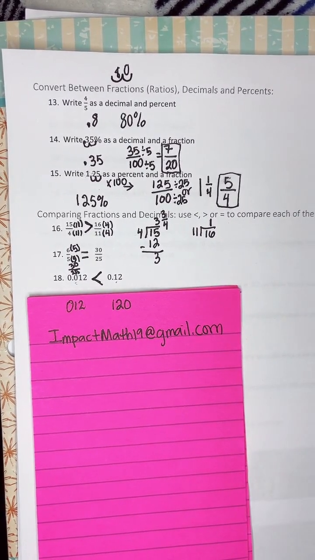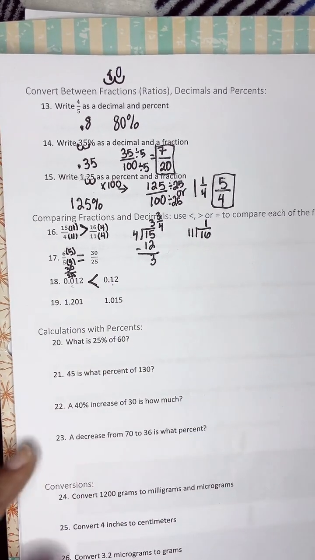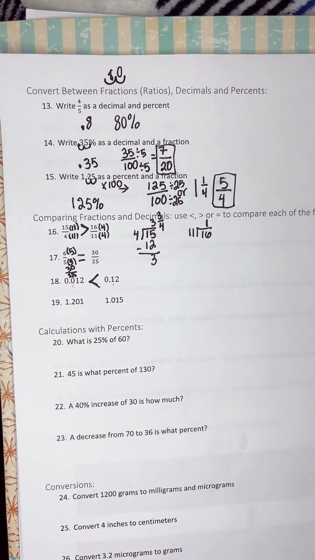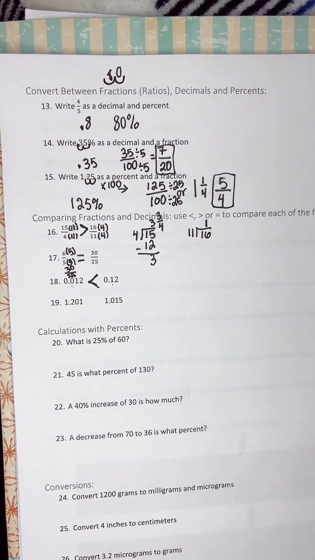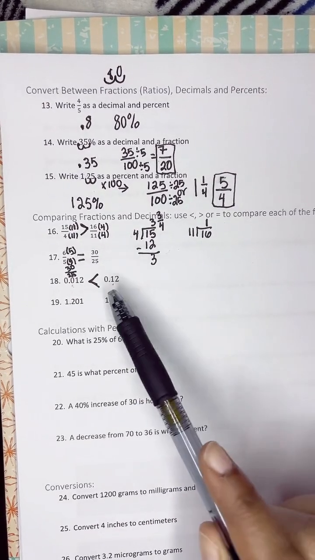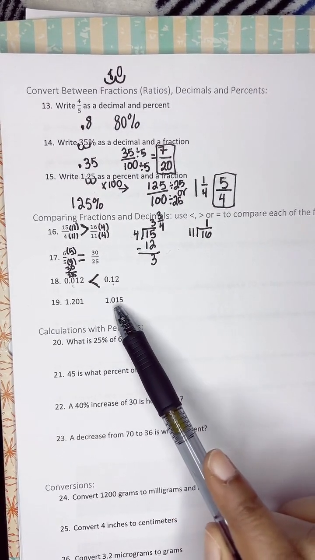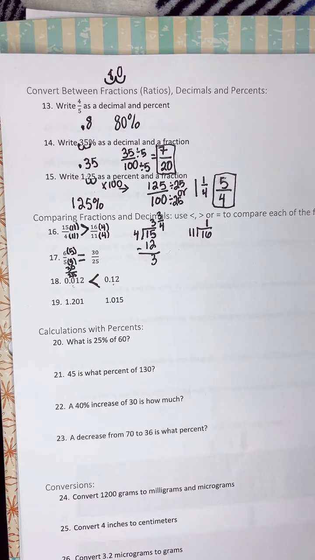Pac-Man eats the bigger one. Oh, okay, good. Okay. Beautiful. Let's do this last one. 19. Oh, you're so welcome, Joyful. 1.201. Is it less than or greater than 1.015?